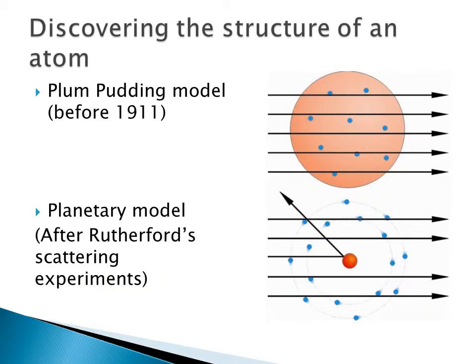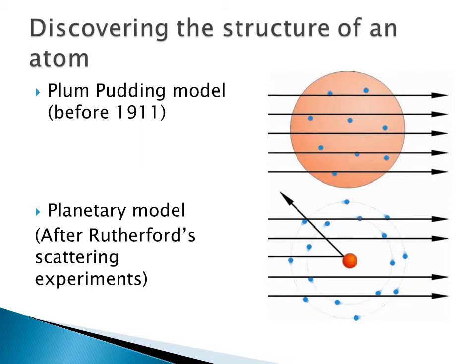Okay, so if we went back to about 1900, people thought that an atom was basically a large ball of positive charge with little negative charges, the electrons, stuck onto it. This is called the plum pudding because it's not unlike a plum pudding, which is a big ball of sponge with plums stuck into it.